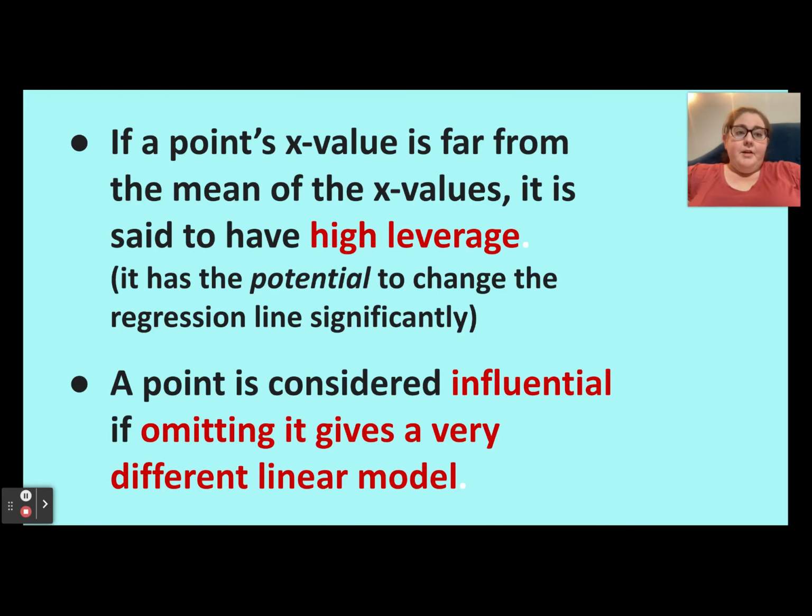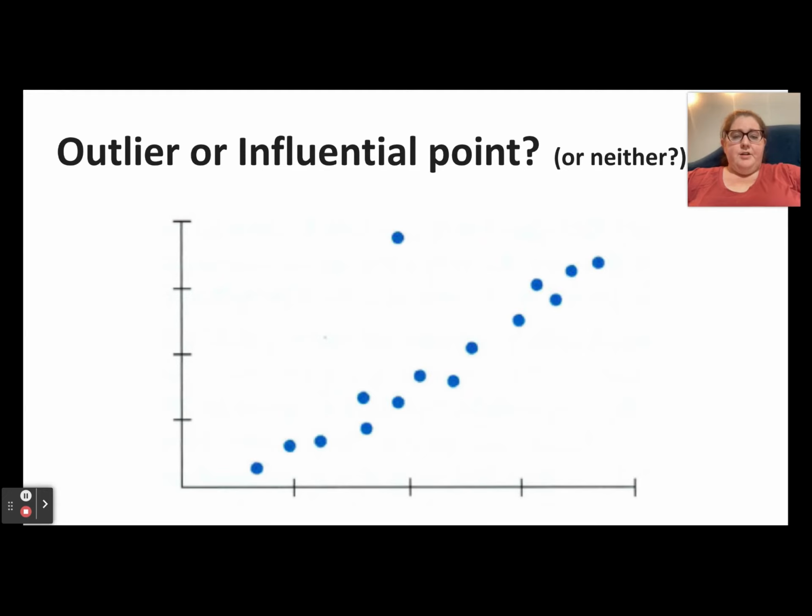So let's look at some other examples, and I'll give you a frame of reference as to what you might be asked on a question. So we have a graph here. There's my scatter plot, and the point I am asking about is that point right there. So my question is, is this an outlier, or is it an influential point, or is it neither?